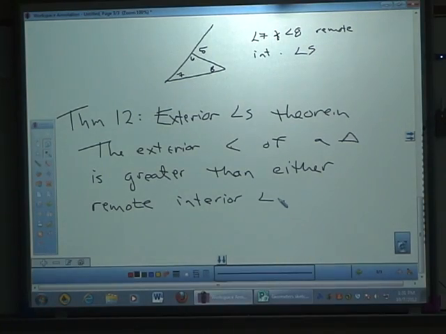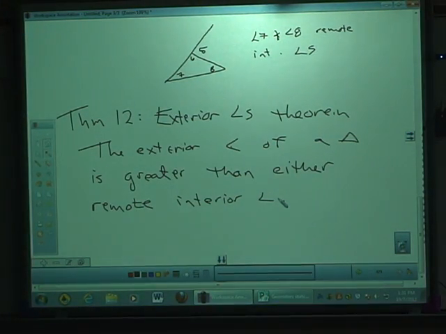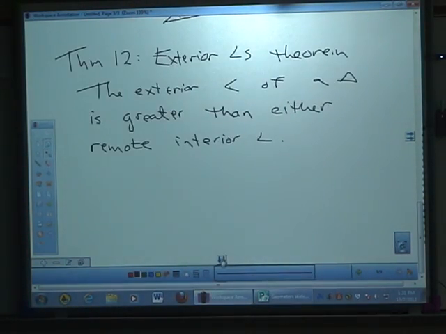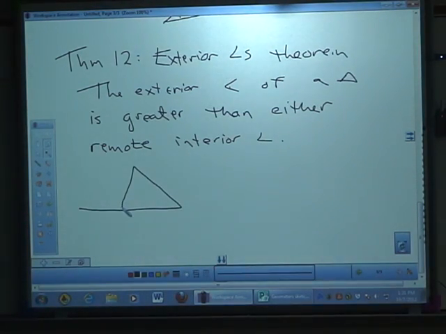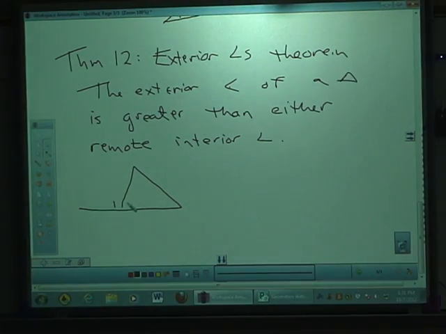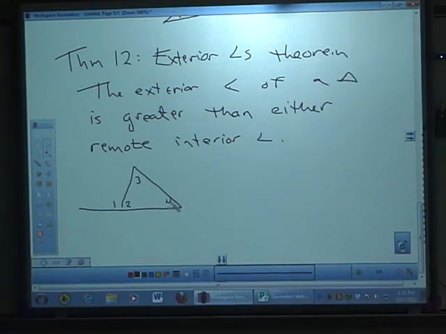So before we start, what are we actually saying? We're saying, let's draw a triangle here, and an exterior angle. Let's call this angle 1, this angle 2, this angle 3, and this angle 4.